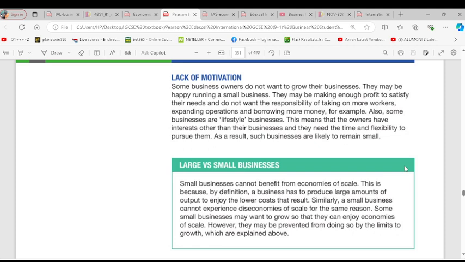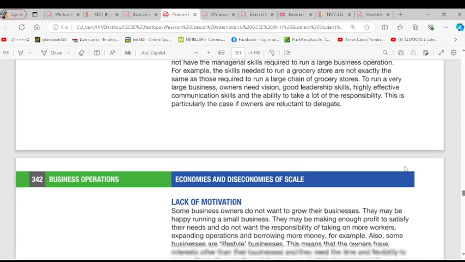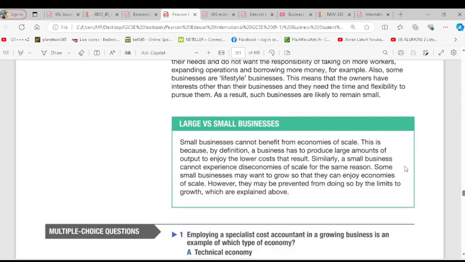So these are the reasons why a business might not be able to grow: lack of finance, owners not having the motivation to grow, diseconomies of scale, which is also part of it. What else did we talk about again? Lack of managerial skills. The nature of the type of the market itself. Are they clear? Any question about it? No. All right.